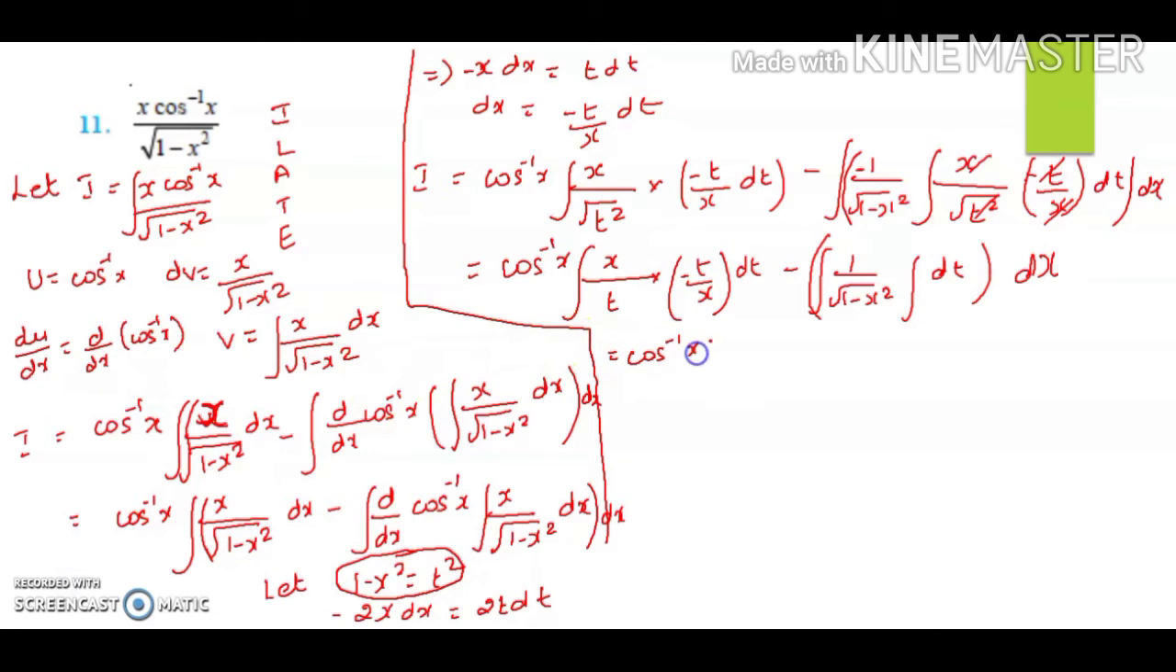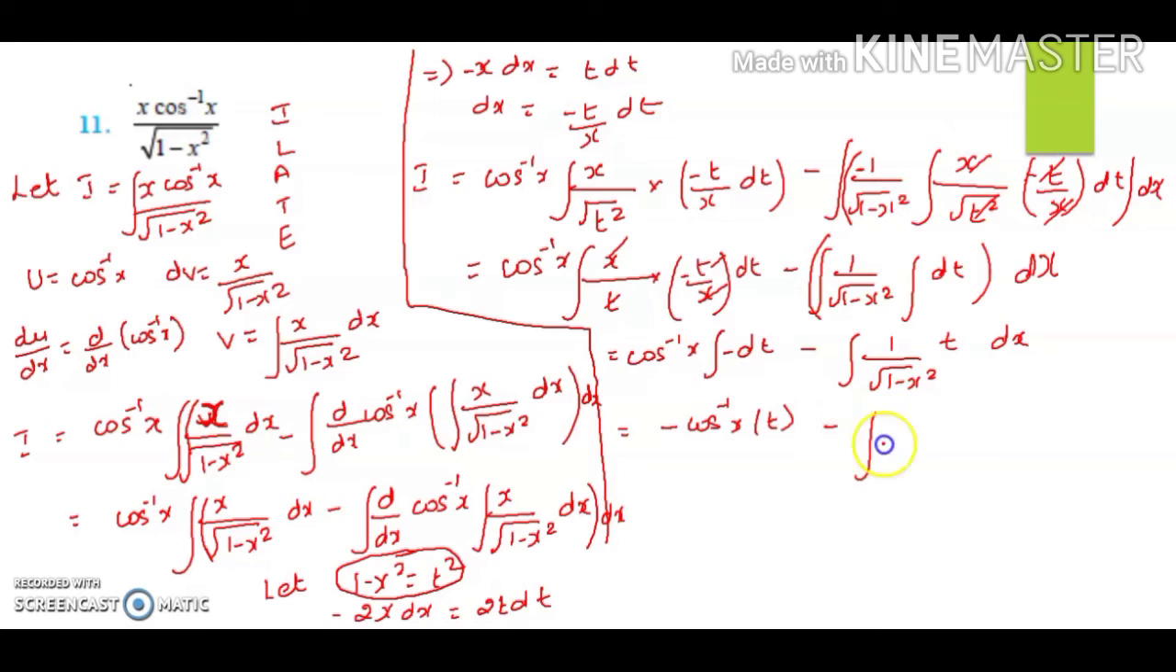So this is equal to cos inverse of x. All the values get cancelled and we have integral of minus dt alone. We are having a negative sign. So integral of minus dt minus integral 1 divided by square root of 1 minus x square. The integral of dt is t. So this is equal to minus cos inverse of x, integral of dt is t, minus 1 divided by square root of 1 minus x square.